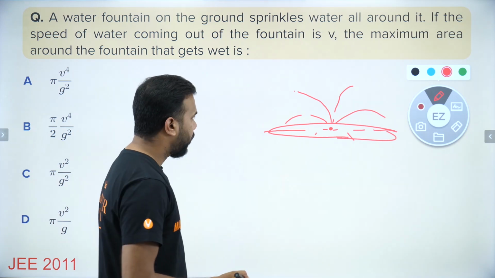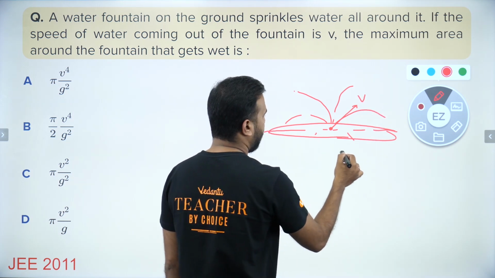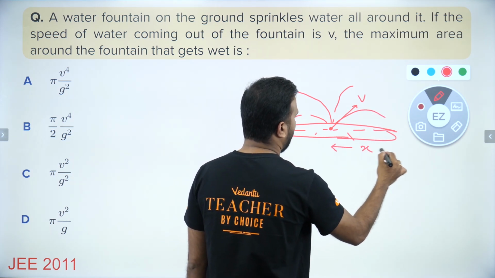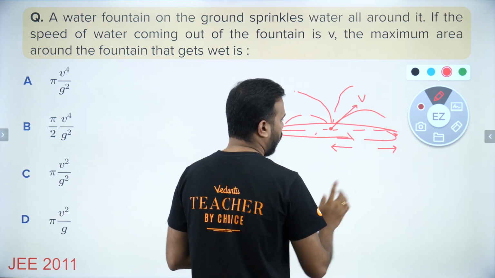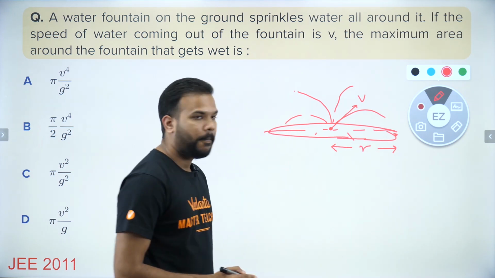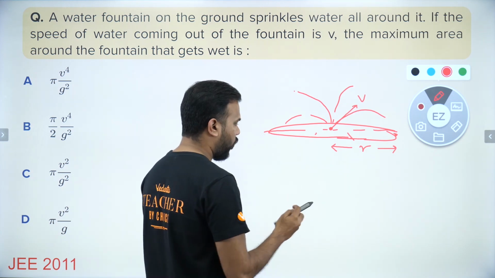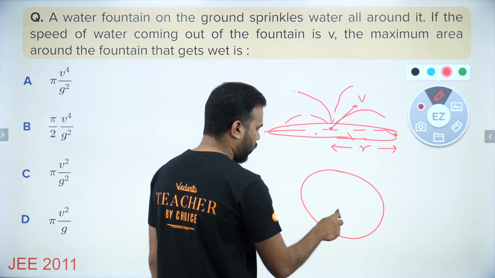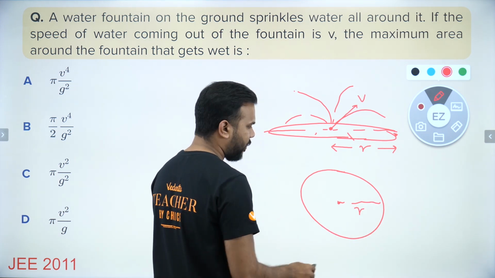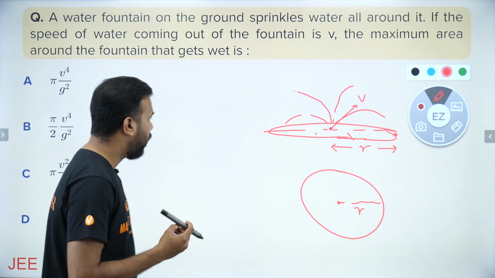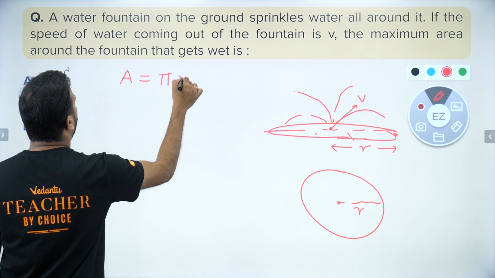So what you see here, that all the water droplets are starting with a velocity v and are going to cover a distance x by the time they fall on the ground, and that x is nothing but the radius only. Means if I want to calculate the area which is being covered by water, if I look at it from the top, it's going to be like a circle, and this is basically R. This is where the fountain is, and this is the area in the form of circle. So what I'm interested in is the total area covered as pi r square.